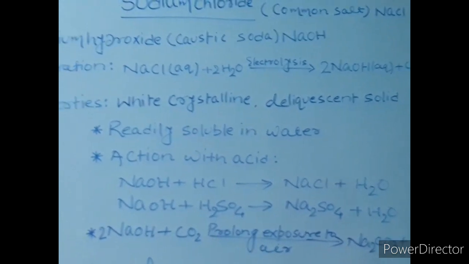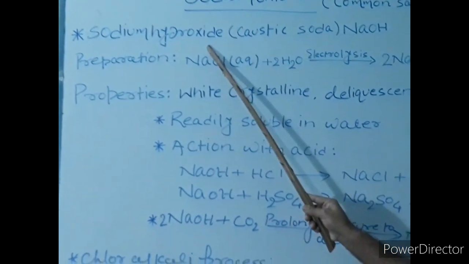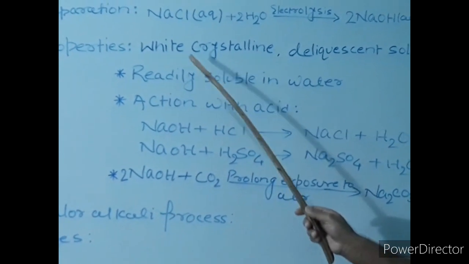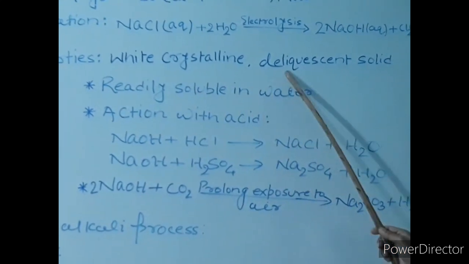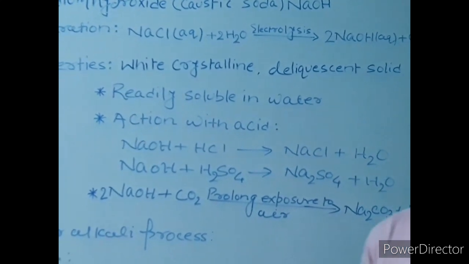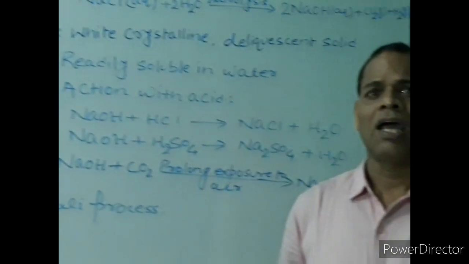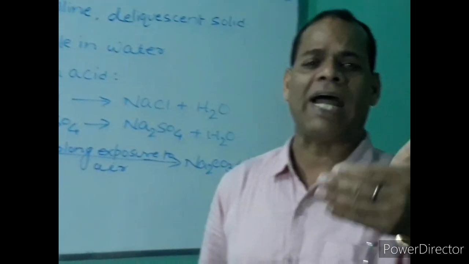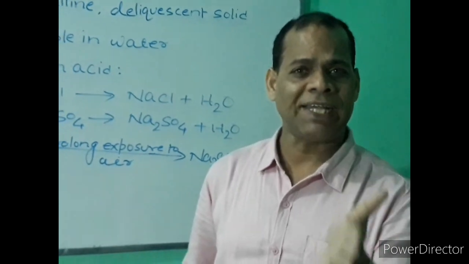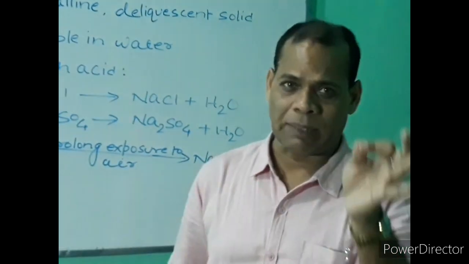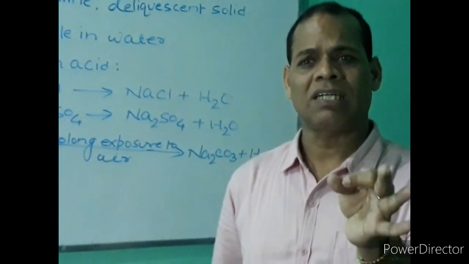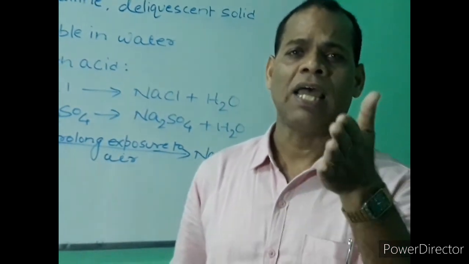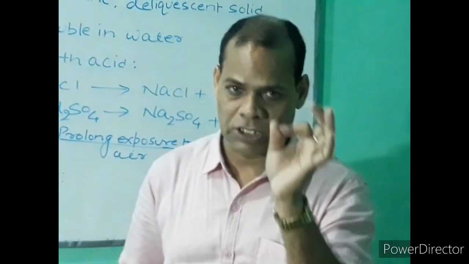Now let us come to the properties of sodium hydroxide or caustic soda. It is a white crystalline solid. It is a deliquescent solid. What is deliquescent? A substance which has the ability to absorb moisture from the atmosphere and get dissolved in it is called a deliquescent substance.